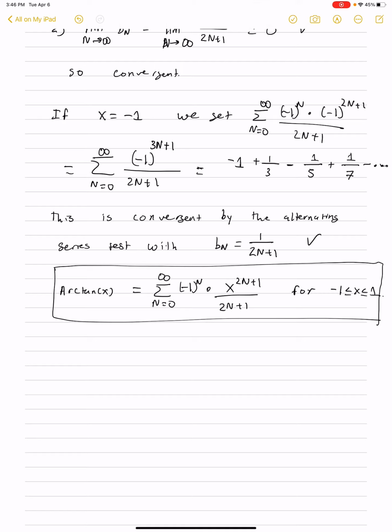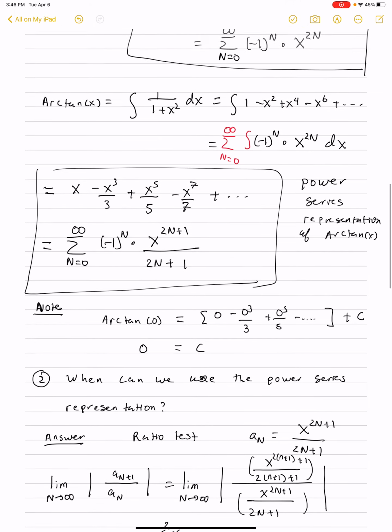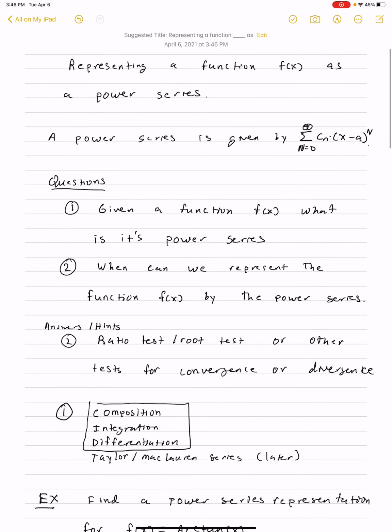Okay, so that's a wrap for today. We'll talk more and give further examples about representing power series as functions. After all, these are the two main questions. I give you a function, you tell me its power series. Once you give me that power series, I'm going to ask you when I can use it. And here are some hints as to when or how I would answer those questions.